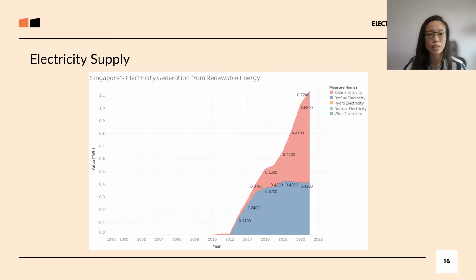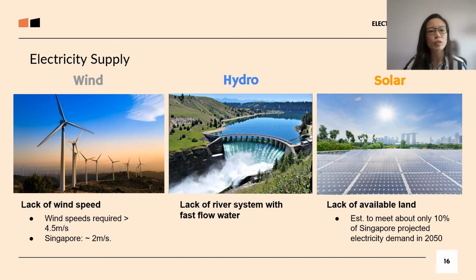Hence, in recent years, Singapore has been increasing its efforts in generating electricity from renewable sources, specifically solar and biofuel. This can be seen in the steep increase of usage in 2012 and again in 2016. However, despite current efforts, the potential for usage of renewable energy in Singapore is limited given our lack of clean and natural resources. Even solar energy, our most promising source of renewable energy, has its limitations and is expected to only meet about 10% of Singapore's projected electricity demand in 2050, and this is even after maximizing all available space.